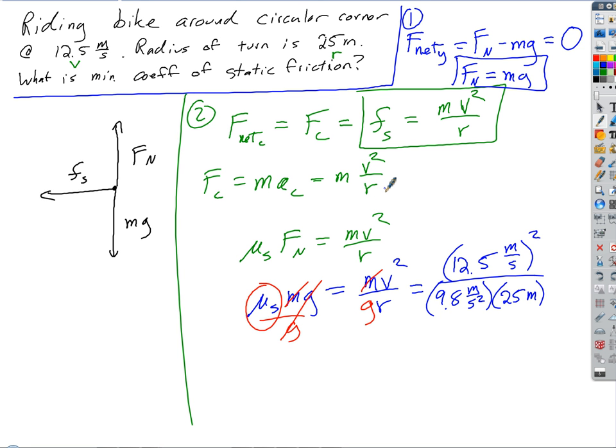Is F centrifugal kind of equal to net force? Well, yes, it is. If we took out circular, it would be the net force. But it's kind of different than before, because it's always pointing towards the center, right? It might even be the result of more than one thing sometimes. What's an example of that?